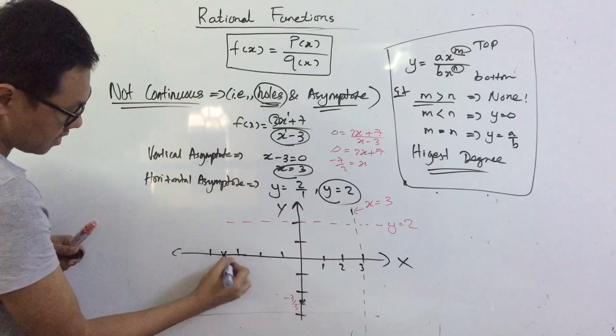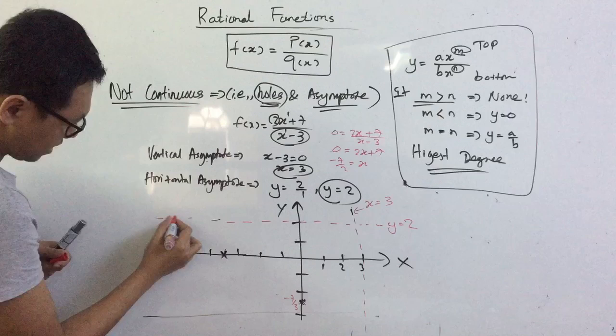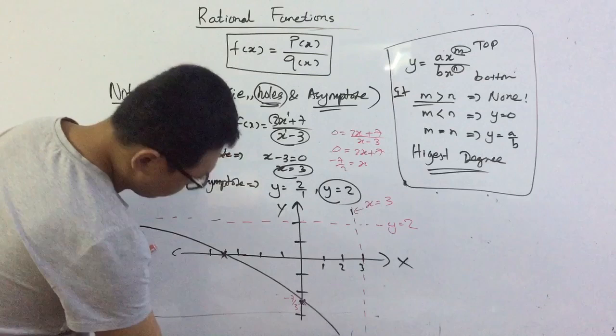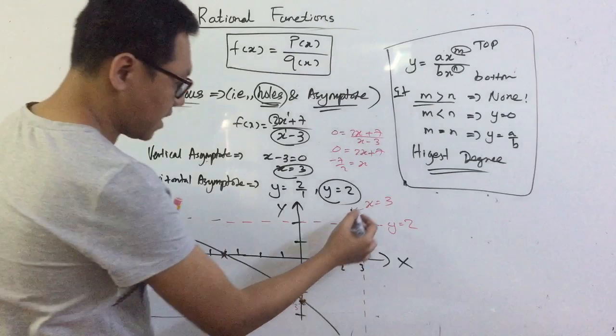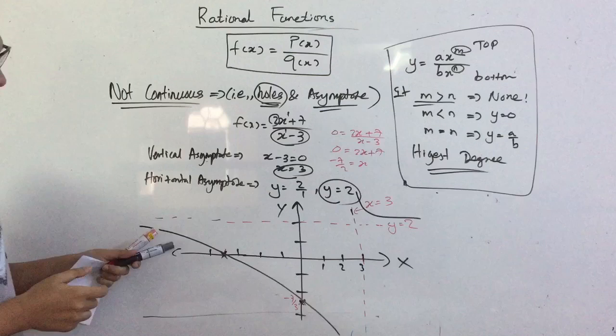So the graph would look like this. They will approach the asymptote, but they won't touch it. And then the graph would look like here. Okay. So there will be asymptotes. The function is not continuous.